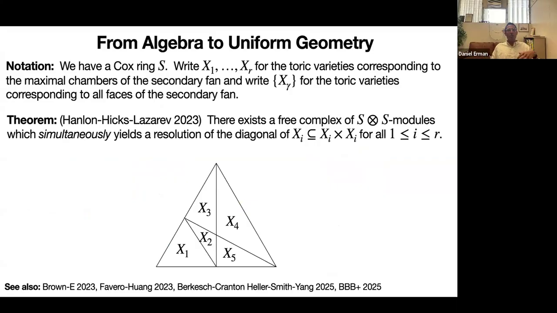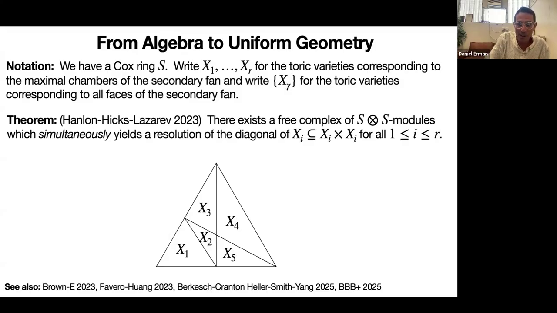Okay, so let me end with a few things to try to nail down what I mean by algebra in conversation with uniform geometry. So I'll start by going back to Hanlon, Hicks, and Lazarev's beautiful theorem, which is what they proved was actually the following. They proved that there is a finite free complex of S tensor S modules, which is simultaneously a resolution of the diagonal for all of the X's.